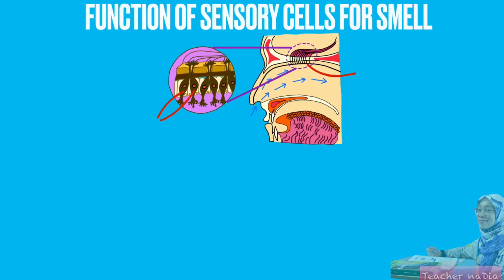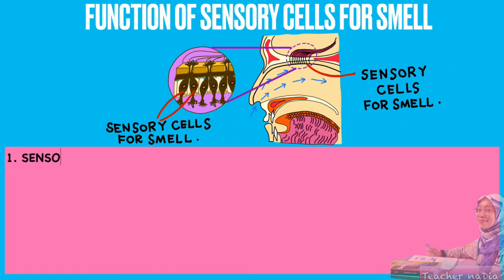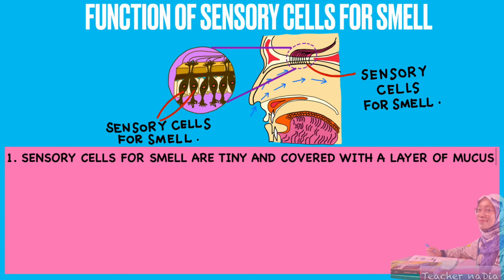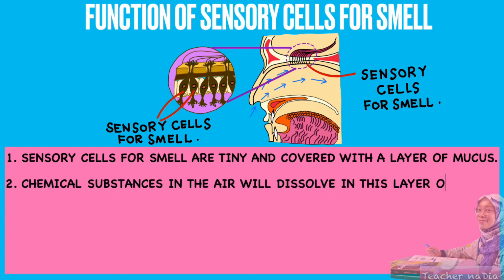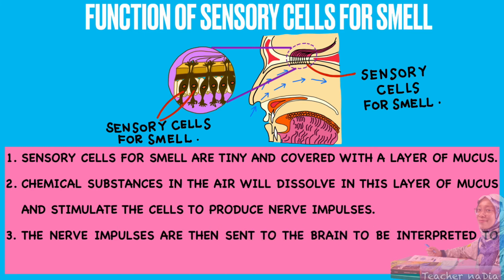Next, function of the sensory cells for smell. Sensory cells for smell are tiny and covered with a layer of mucus. Chemical substances in the air will dissolve in this layer of mucus and stimulate the cells to produce nerve impulses. The nerve impulses are then sent to the brain to be interpreted to determine the type of smell.